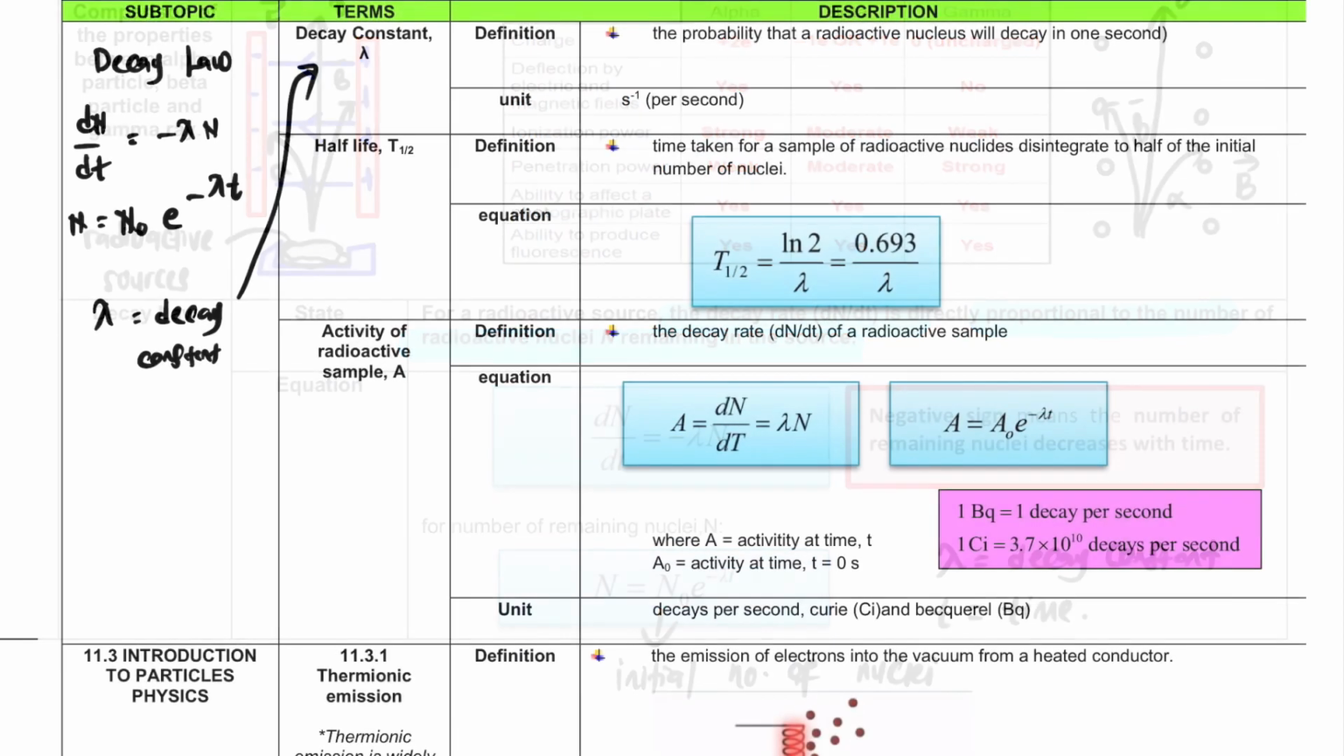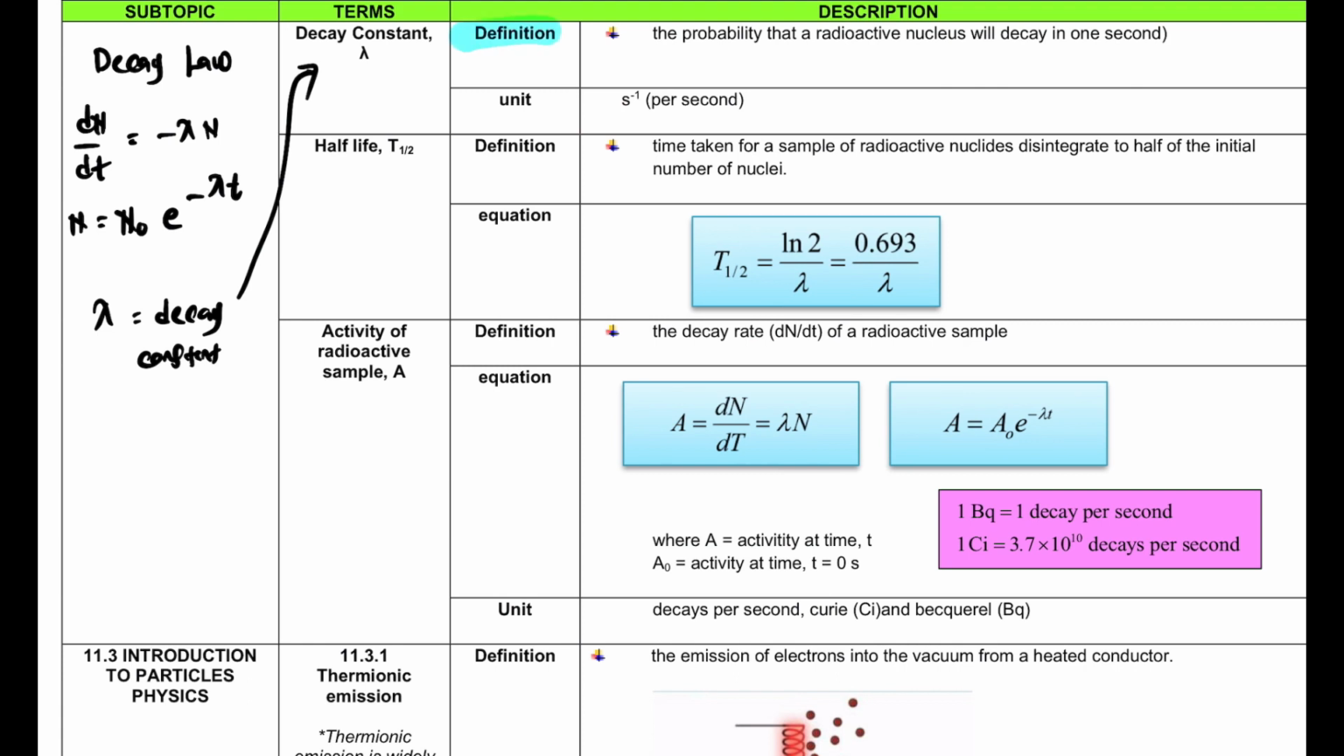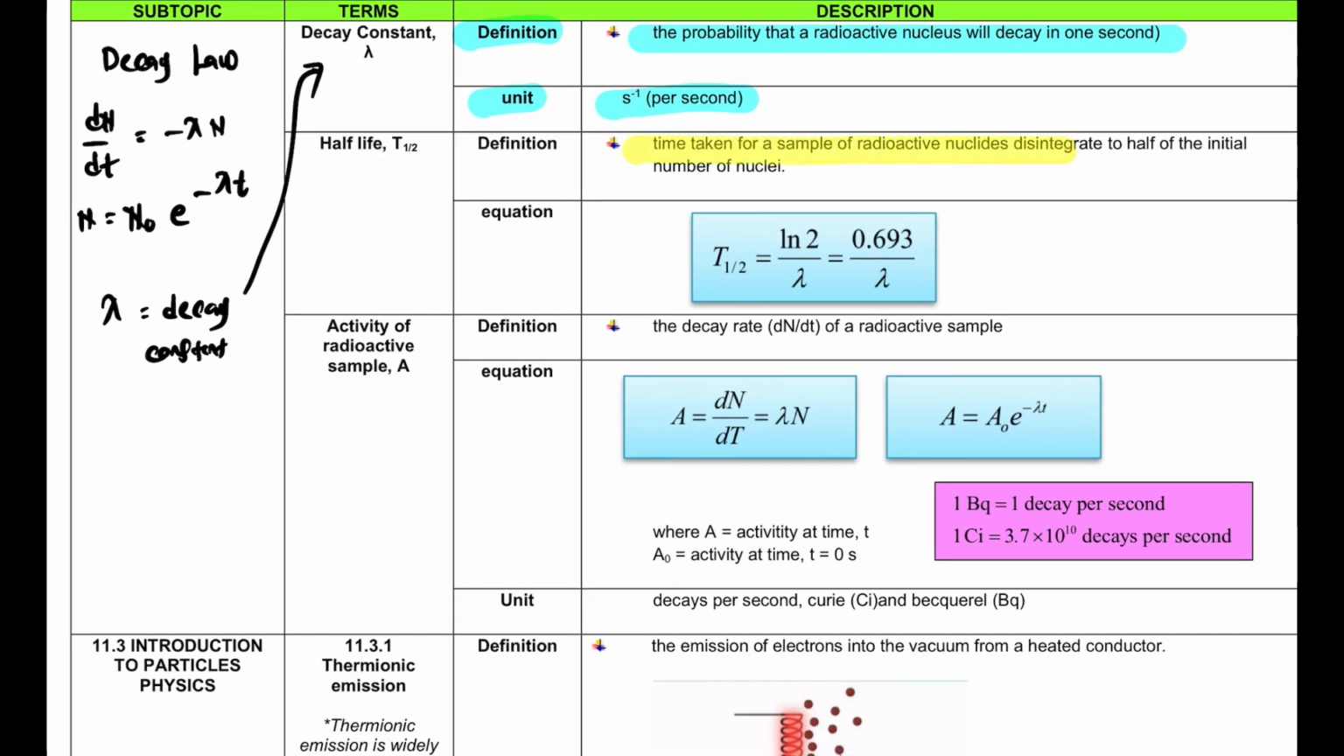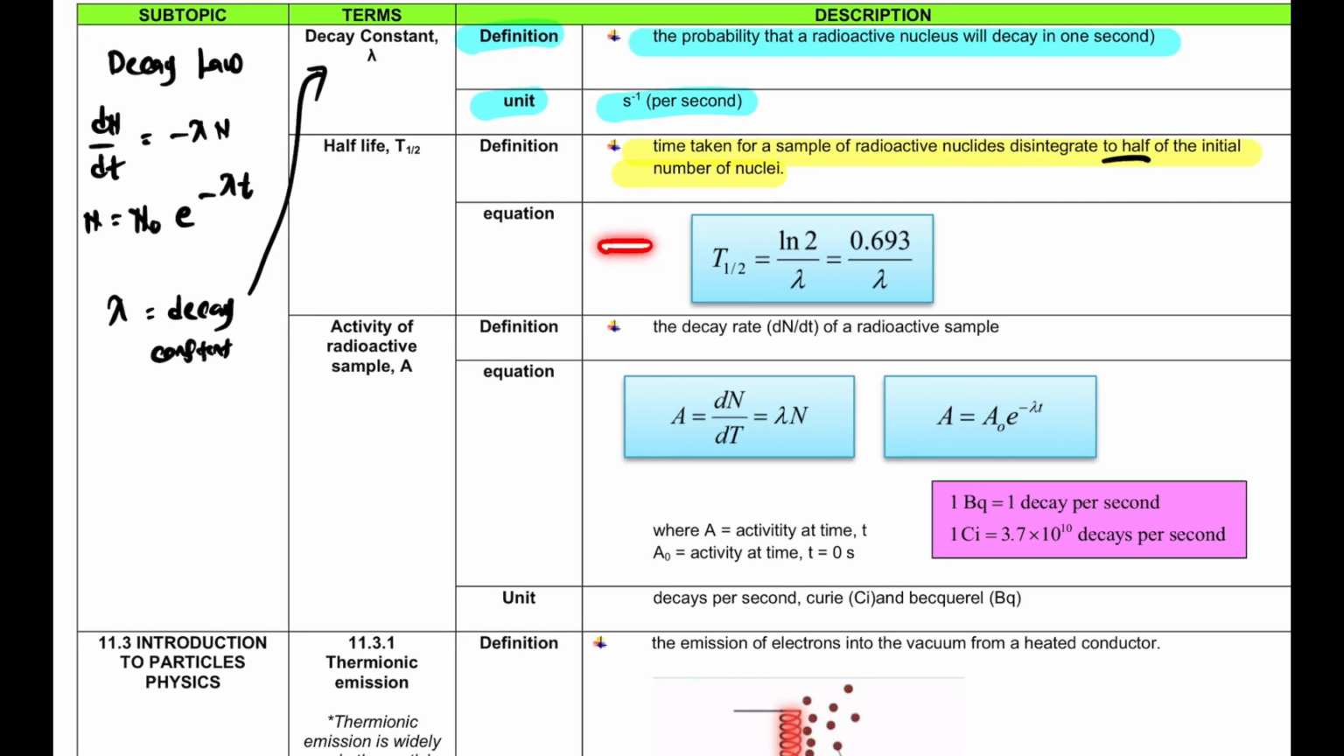Okay, lambda or decay constant is defined as the probability that a nucleus will decay in 1 second. The unit is per second, and the half-life is defined as the time taken for a sample to become half of the initial number of nuclei. The equation of the half-life is ln 2 over lambda, or 0.693 over lambda. As you can see, the value and the unit of the half-life depend on the decay constant.